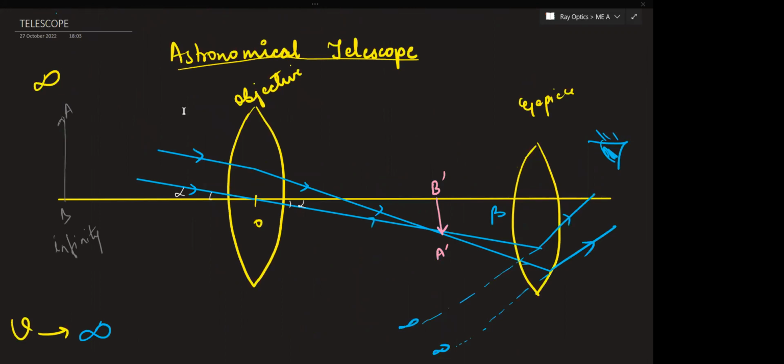The difference is based upon the final image. First, the image was formed at the least distance of distinct vision, 25 centimeter for the eye. Now the image is formed at infinity. This is just the difference. This is how case 2 has arisen.